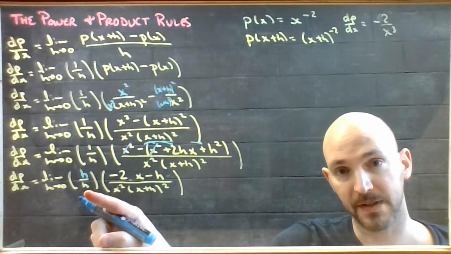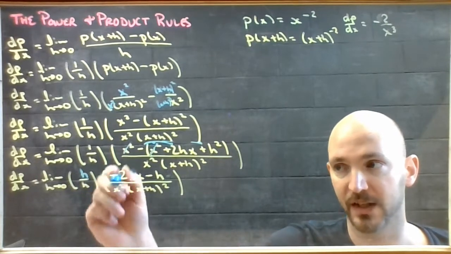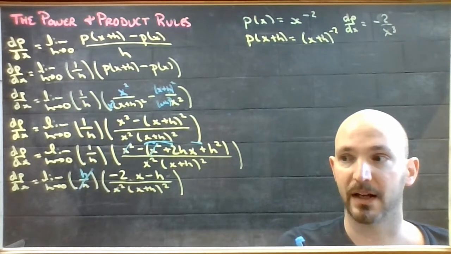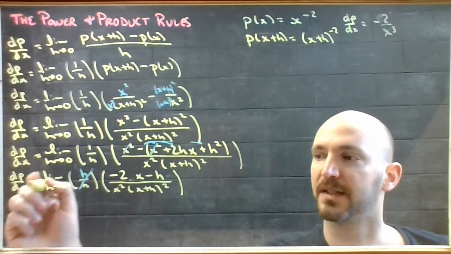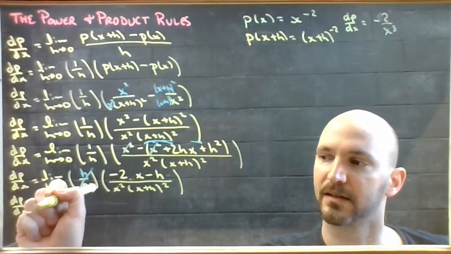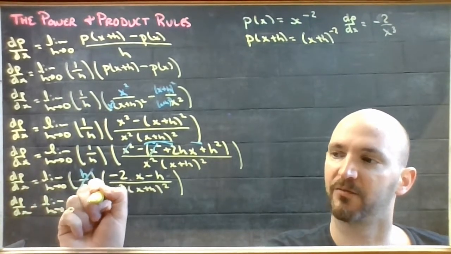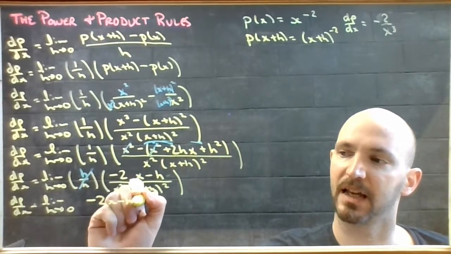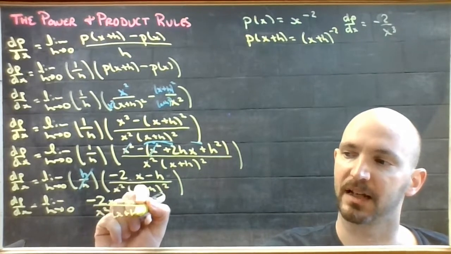Now look what happens in that bracket. I had this thing times h divided by h. This goes away. So in my next line, I'm left with dp by dx is the limit as h goes to 0 of minus 2x minus h over x squared times (x plus h) squared.